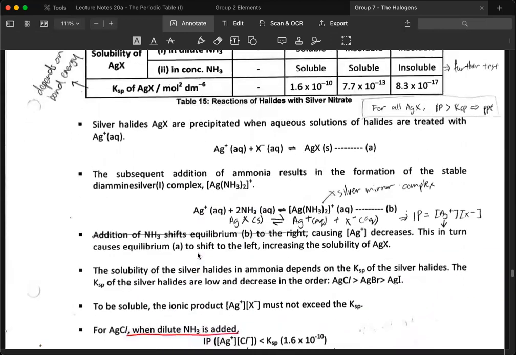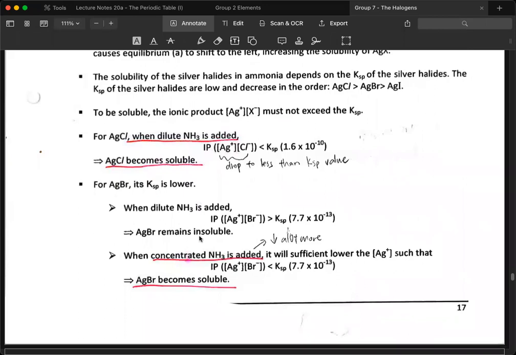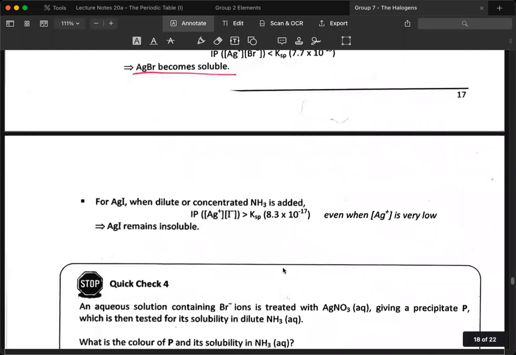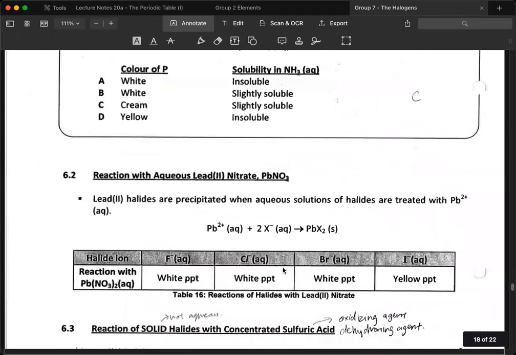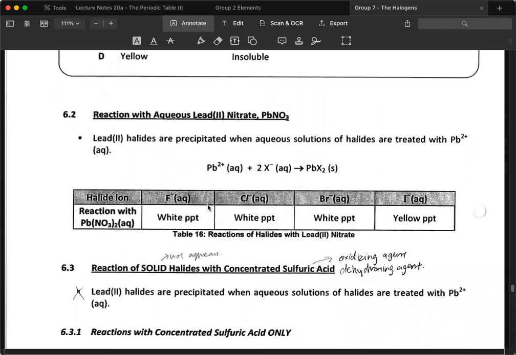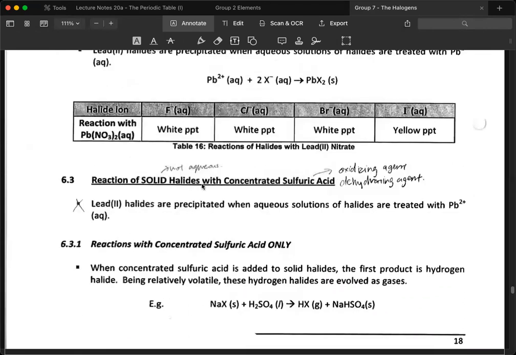For AgBr, the Ksp is even lower, so even with dilute ammonia, it still remains insoluble. But if you add concentrated ammonia, a lot of NH3, it will significantly lower the Ag+ to be lower than Ksp. AgI, no hope. As for reaction with lead(II) nitrate, these are the various observations: F- white precipitate, Cl- white precipitate, Br- white precipitate, and I- yellow precipitate. Lead(II) halides are precipitated when an aqueous solution of halide is treated with Pb2+.